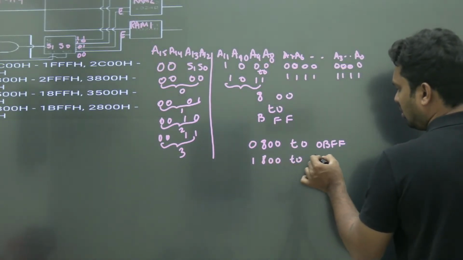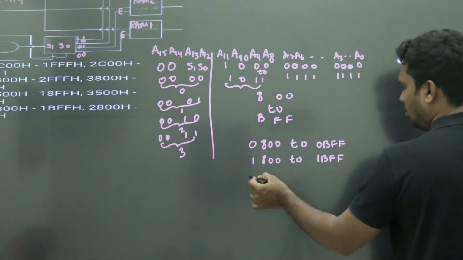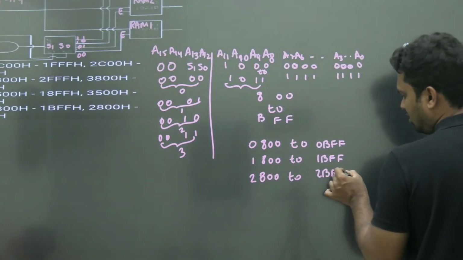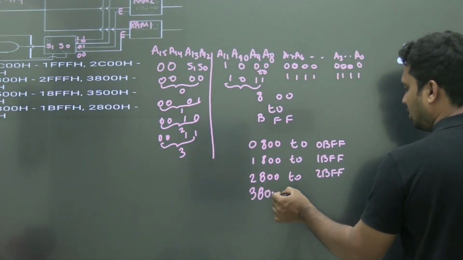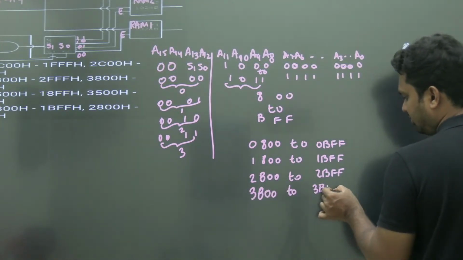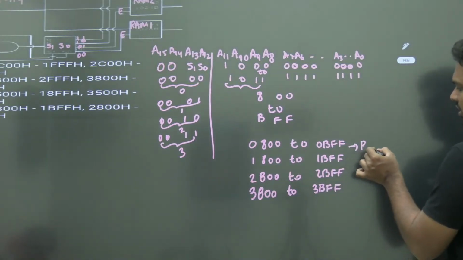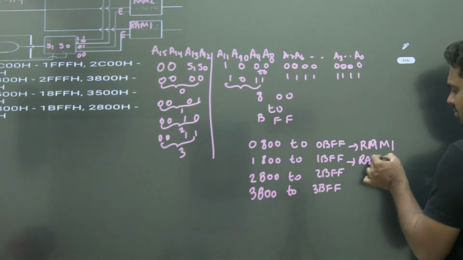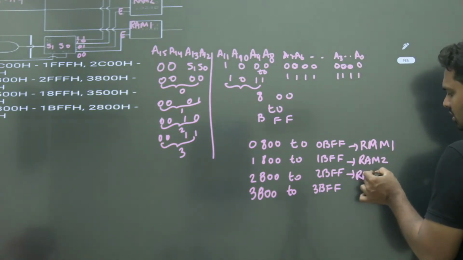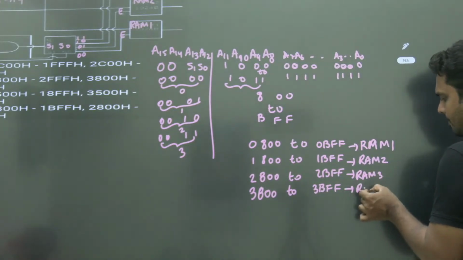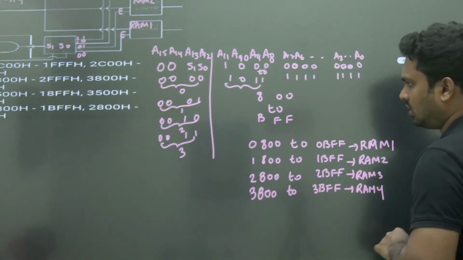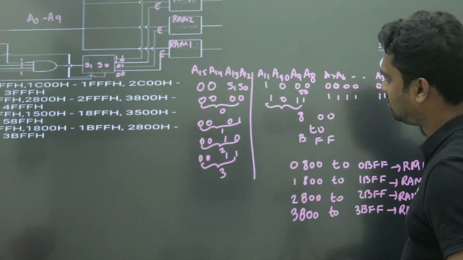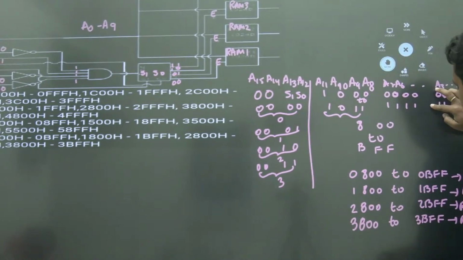Next, 18002 to 1BFF, 28002 to 2BFF, 38002 to 3BFF. So these are the selections for RAM 1, RAM 2, RAM 3, RAM 4. Okay. So you can see.